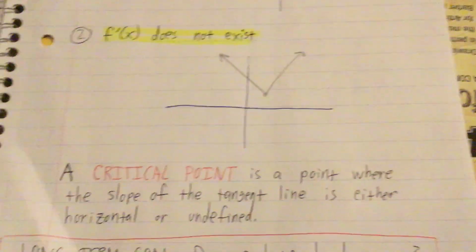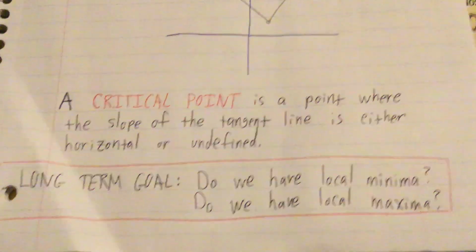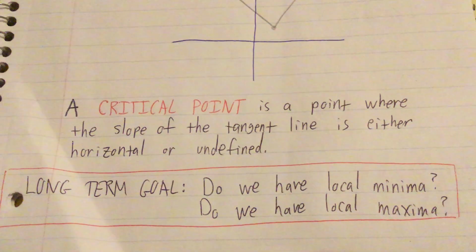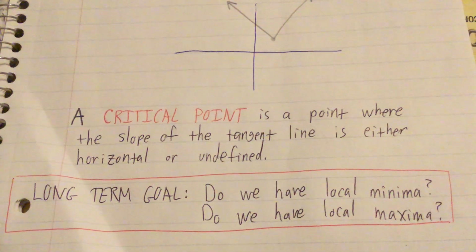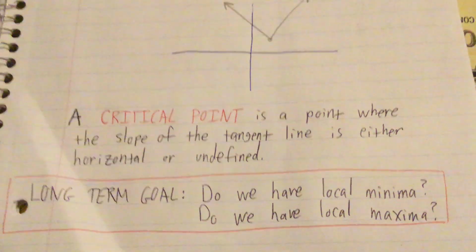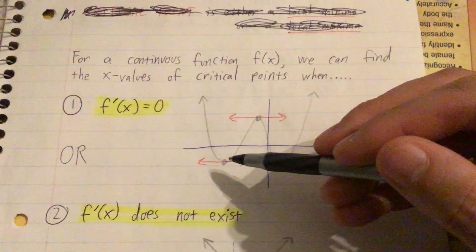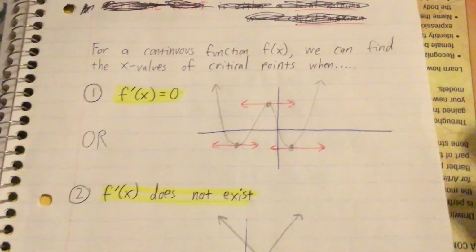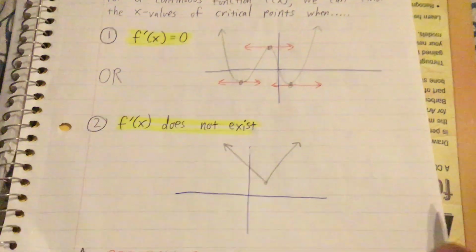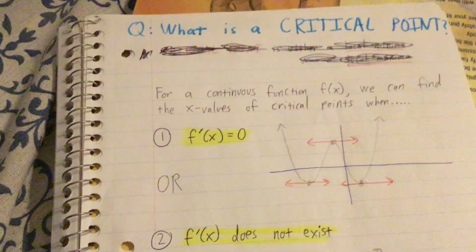So a critical point is a point where the slope of the tangent line is either horizontal or undefined. The long-term goal of this is to figure out, do we have a local minima or a local maxima? That will be defined in the next video. But for now, let's do these problems.